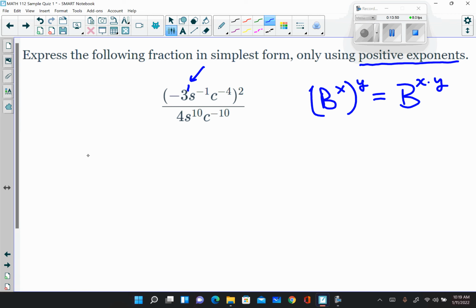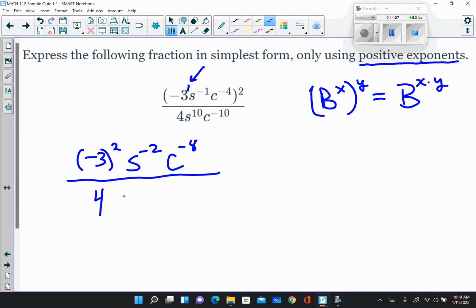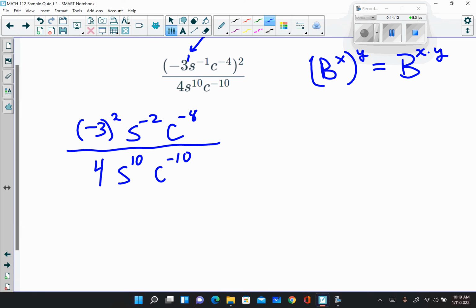In this case, it's -3 raised to the 1 times 2. Next to that is s raised to the -1 times 2. And next to that is c raised to the -4 times 2. On the bottom, we'll just leave that for now. So -3 getting squared becomes +9.